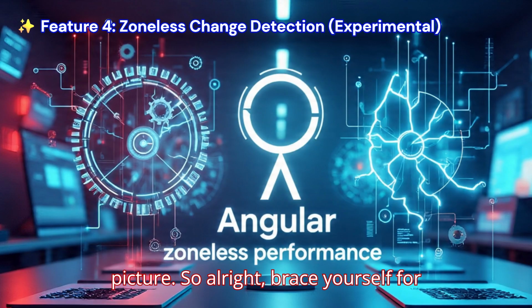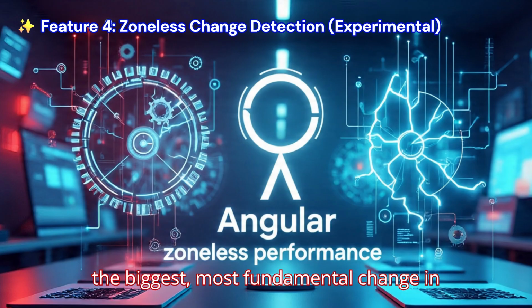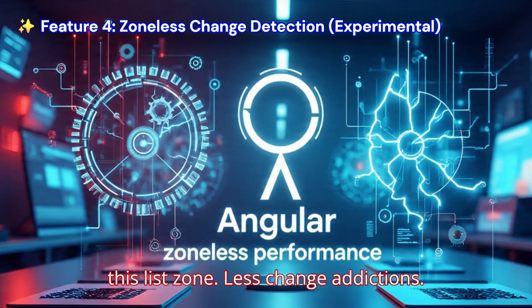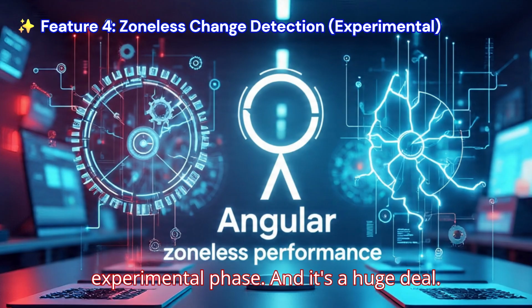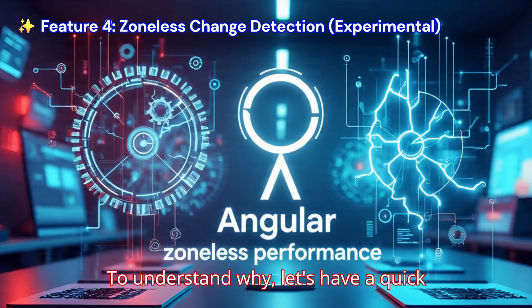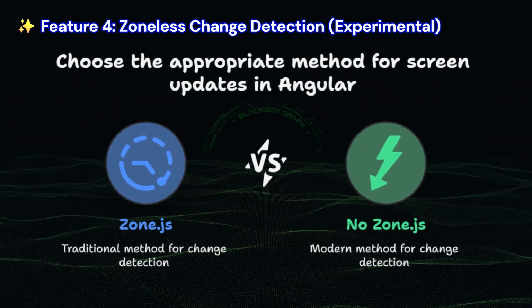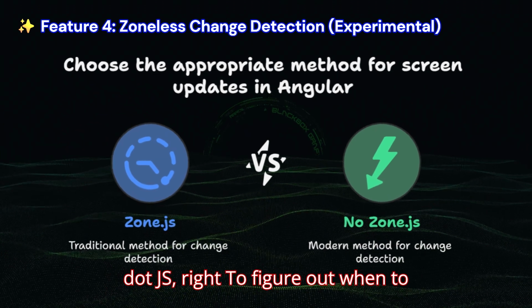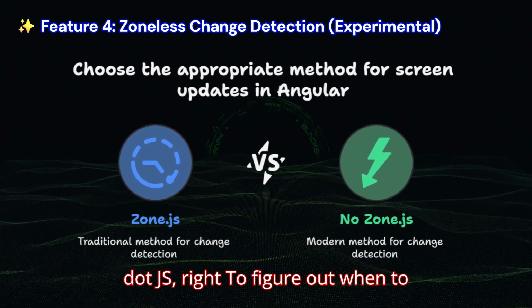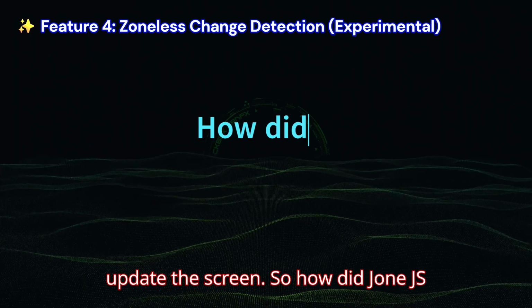Alright, brace yourself for the biggest, most fundamental change in this list, zoneless change detection. This is now in an experimental phase, and it's a huge deal. To understand why, let's have a quick history lesson. For its entire life, Angular has used a library called zone.js to figure out when to update the screen. So how did zone.js work?